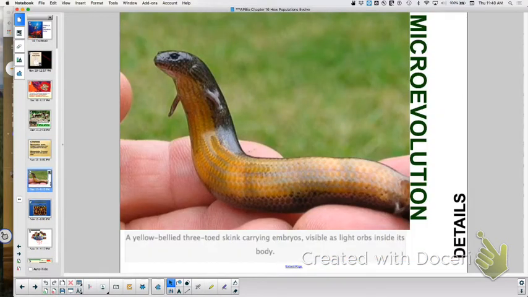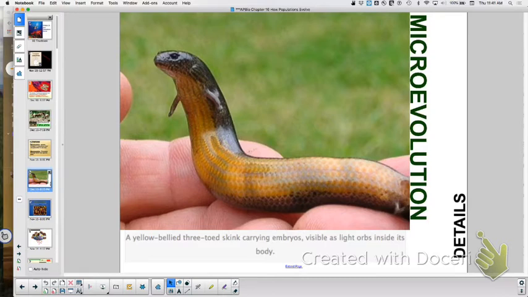This is a yellow-bellied three-toed skink. Yellow belly, three-toed like Yoda, skink. You can see it has legs, and feet. See them down here? Now, some of this species are starting not to lay their eggs, but keep them inside for longer amounts of time. The reason is climate change. Where they are living is getting colder, and as a result of that, that was selected for.